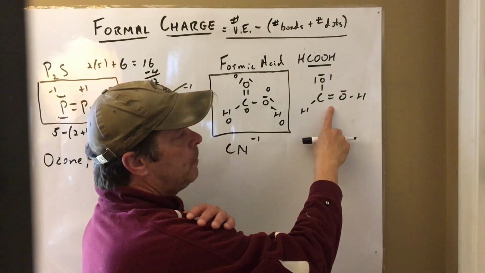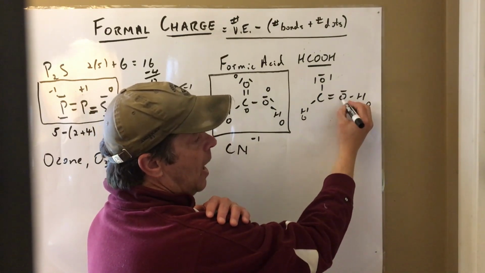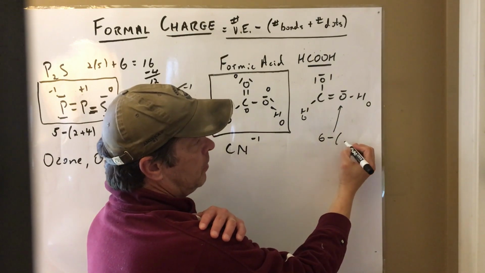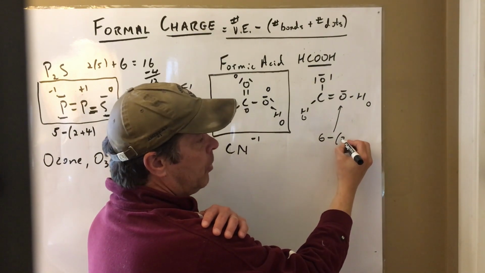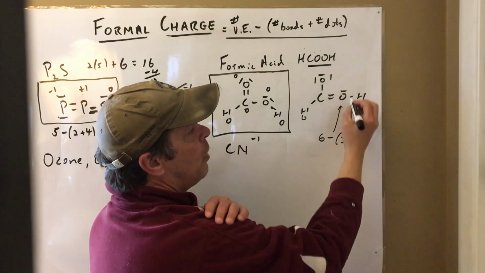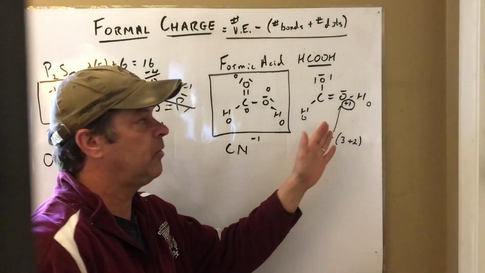Let's look at this one. Again, the hydrogens are 0. This oxygen here would be 6 minus number of bonds, 3, plus number of dots, 2. So this is plus 1. So right away, that rules out this structure.